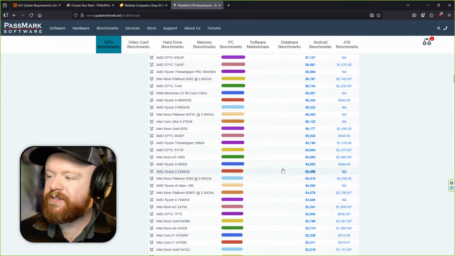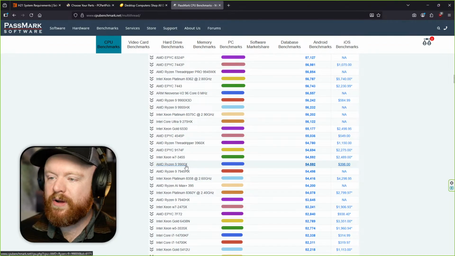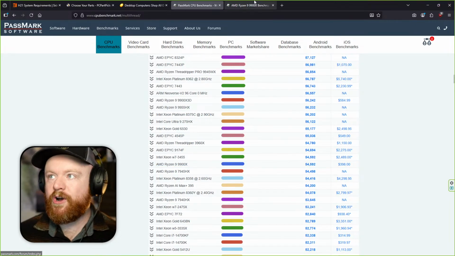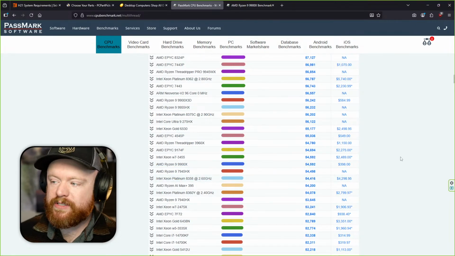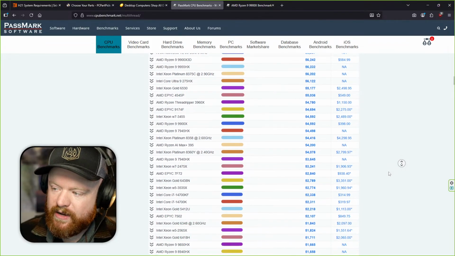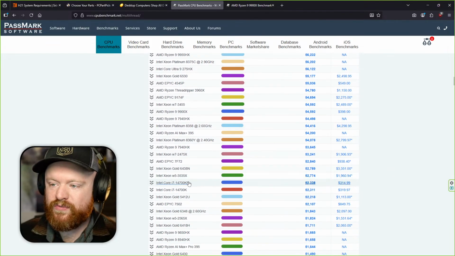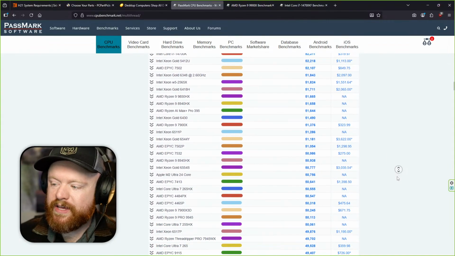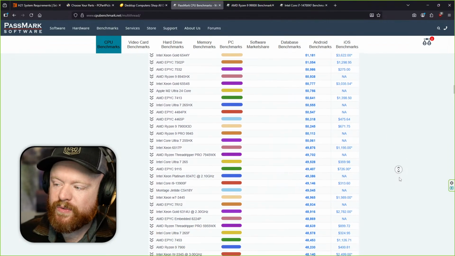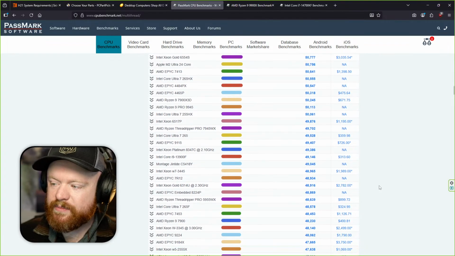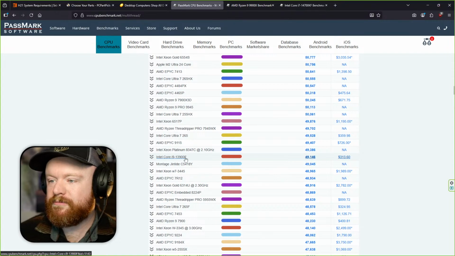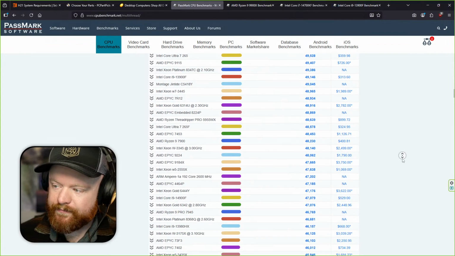So here we go. Here's a processor for $400. It's the AMD Ryzen 9 9900X. I'm going to open that in a new tab by middle mousing that. And then I'll keep going down here and I'll just pick out a few of these to double check. So I'm looking for a CPU that's somewhere around $200 to $300. I would say that's a pretty safe bet for a general CPU to use here.